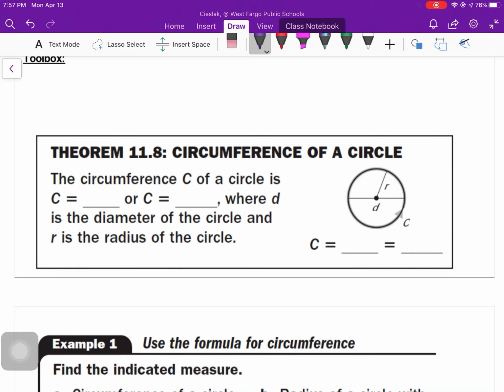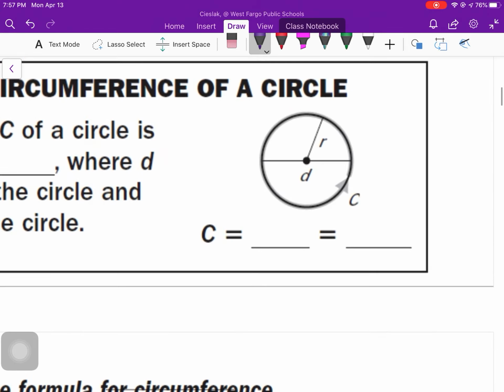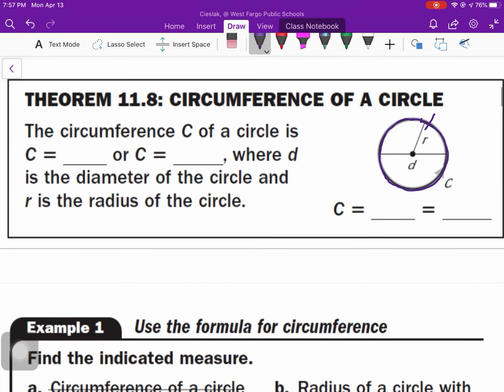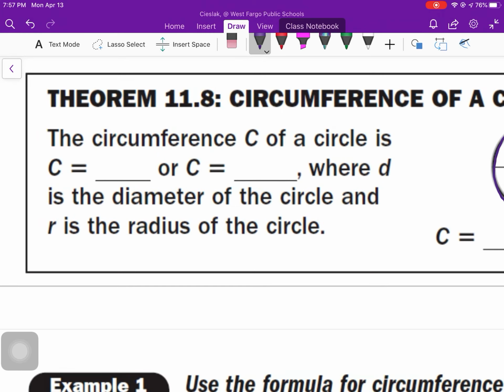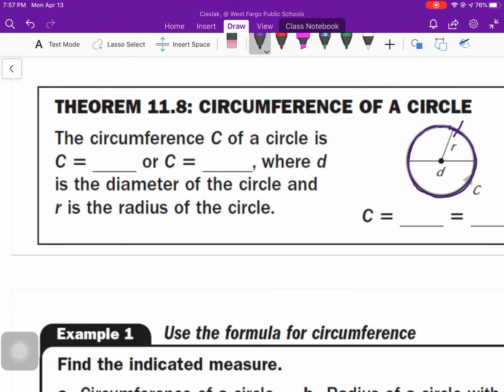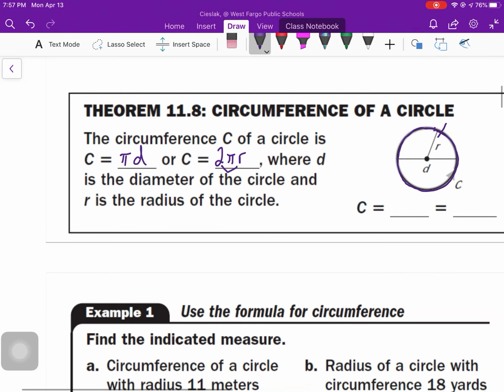Theorem 11.8 is talking about the circumference of a circle. Circumference is how far all the way around the outside of the circle. What I always talk about is if you took a scissors and cut this, and then stretched it out and measured it, that is what circumference is. Like, how long would that measure be? Okay, so you guys have probably seen this before. The circumference of a circle, we can think of it as two ways. You can take pi times your diameter, or 2 pi times your radius, because 2 times the radius, if you double it, that is our diameter. Okay?